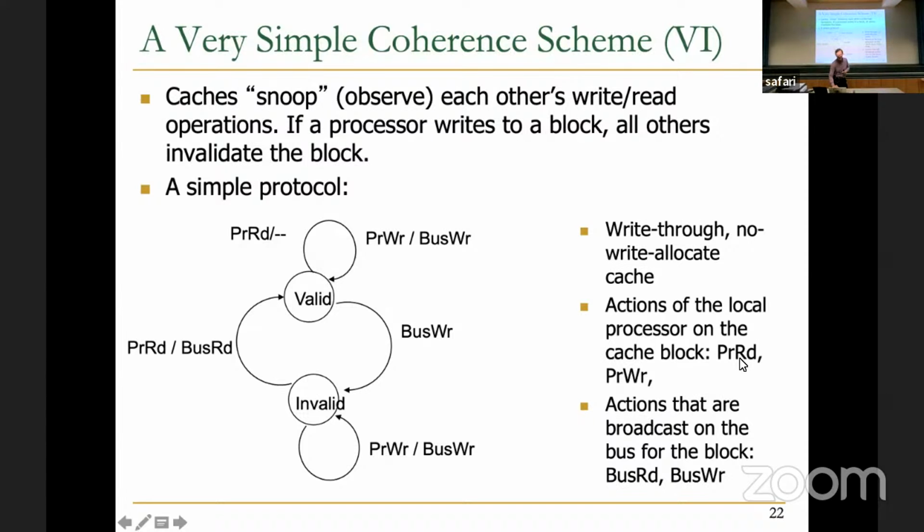The local processor can take two actions, processor read or processor write, and actions that can be broadcast on the bus for a given block, bus read and bus write. These are actions coming from different processors. Okay, let's take a look at one example. Let's say the block is not in the cache. The local processor wants to read the block. It basically reads the block, goes to a valid state, and sends a bus read request on the bus, and all of the other processors see this bus read request.